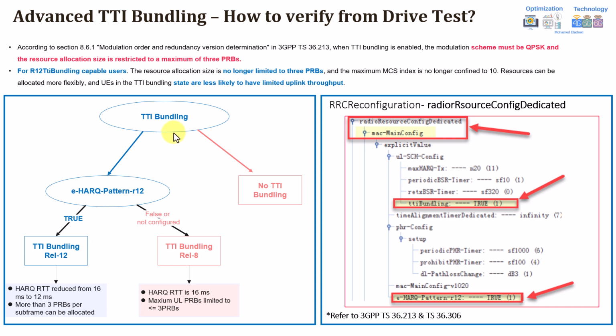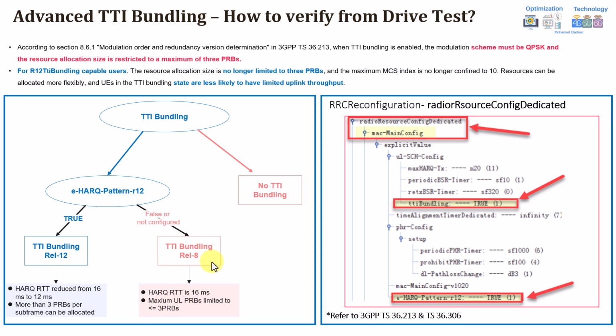So initially, first of all, the eNodeB will check whether the user is achieving the TTI bundling condition, which is again based on the user's uplink radio condition, which is SINR. Assume that he's not achieving it, so he will not be triggered. The eNodeB will decide that this user is not a candidate for TTI bundling, so no TTI bundling will be triggered. But in case TTI bundling is triggered, then the eNodeB will check the capability of this user, whether he supports this enhanced HARQ pattern release 12 or not. If not supported, then the user will use the old process, which is the pre-release 12 behavior. So the HARQ RTT is 60 milliseconds, as I mentioned, and the maximum uplink PRBs will be limited to 3.